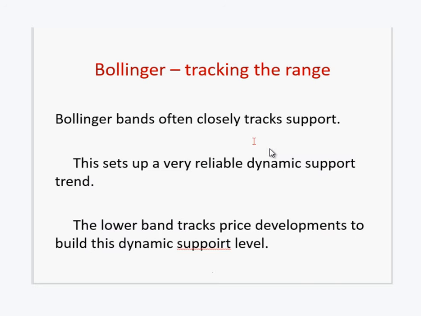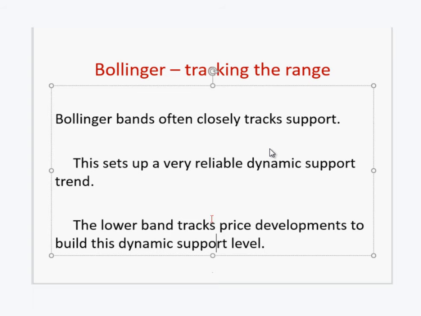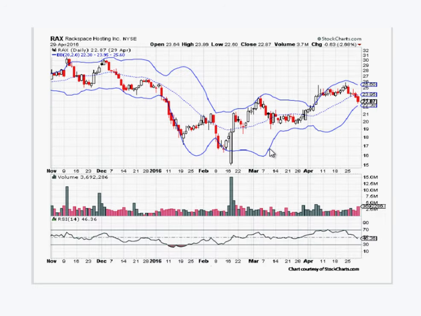So looking at the opposite of resistance, Bollinger also tends to track support, but it tends to happen primarily in a downtrend. And that's the difference, that resistance tracking is usually seen in an uptrend, and support tracking is usually seen in a downtrend. So here I have one more chart to show you.